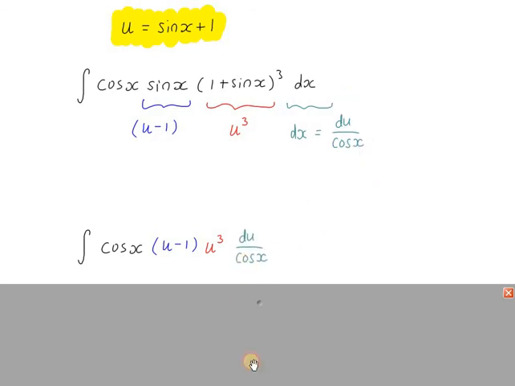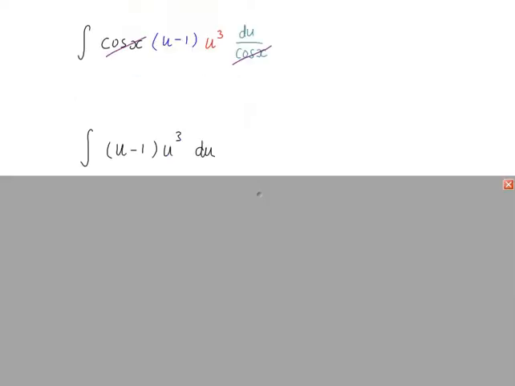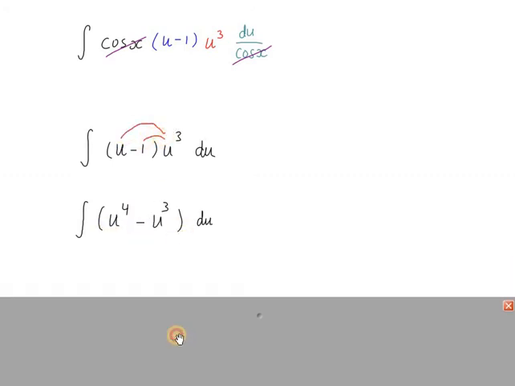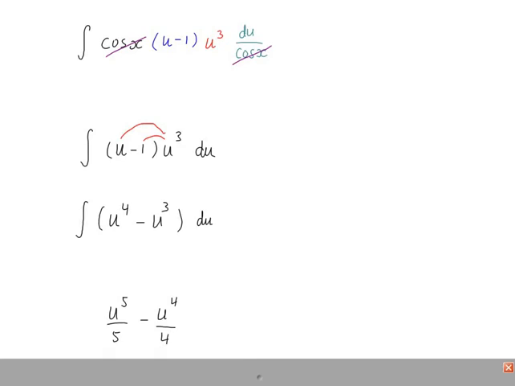Okay, and something interesting happens here. You've got cos x in the numerator and cos x in the denominator, so these cancel, leaving you with everything in terms of u. Okay, expand the brackets, and now we have simple terms to integrate.